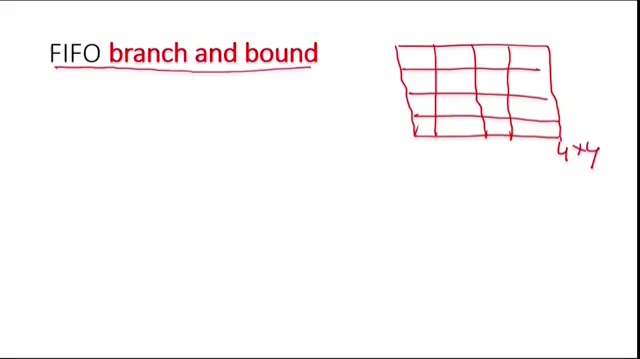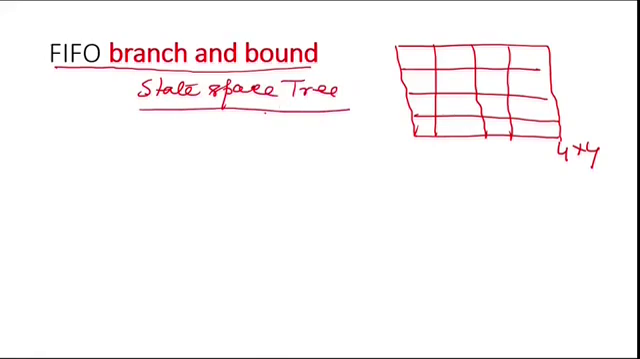What we are going to do? First, the state space tree is a must. State space tree is a must in every case, even in backtracking, everywhere. So what we are going to do? First we are going to insert Q1, queen 1. If you place queen 1, this is my state space tree, first node.